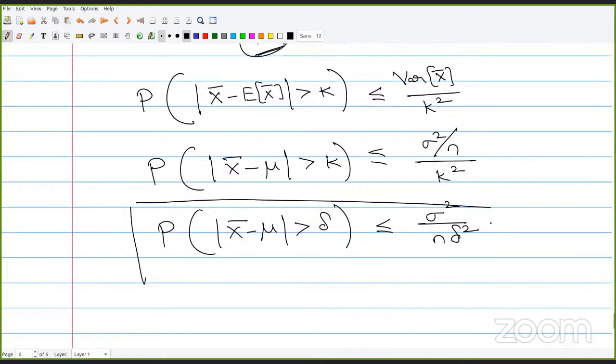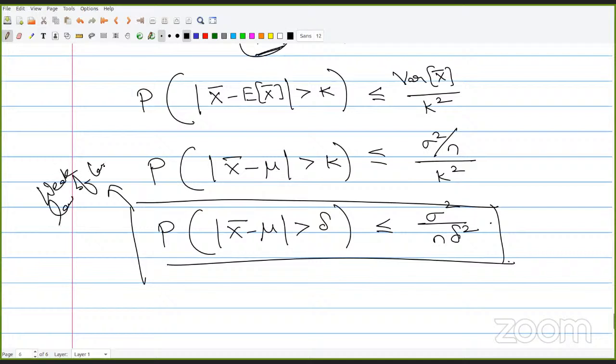Got it, sir. So this is the weak law of large numbers. What this actually tells us is that as n keeps increasing, this particular probability goes closer to 0. That means the difference between X bar and mu becomes smaller and smaller. So X bar comes closer and closer to mu as n increases.